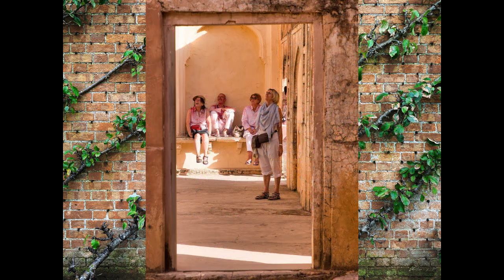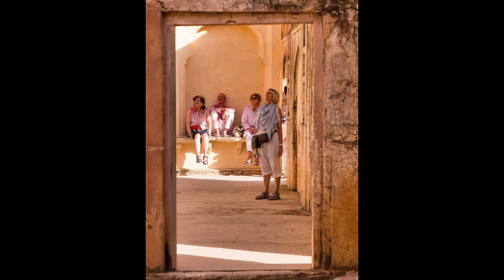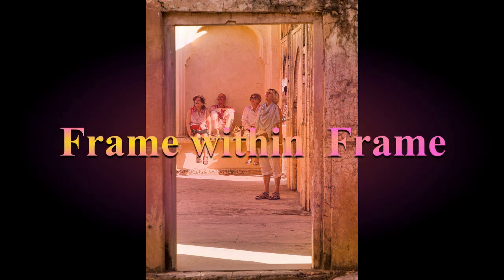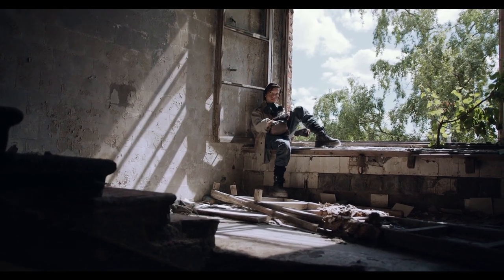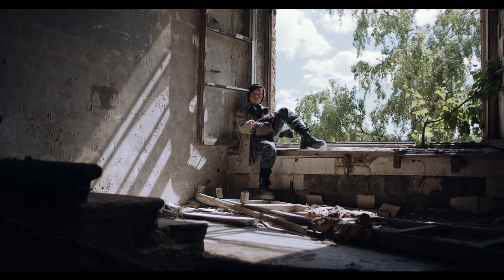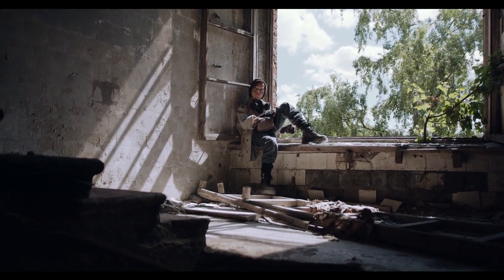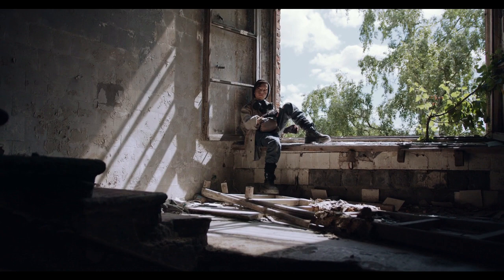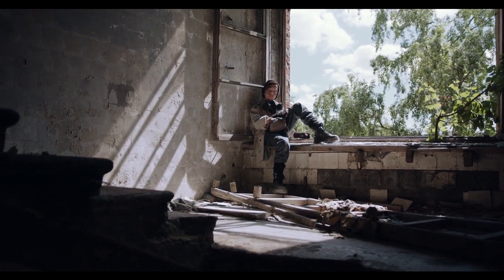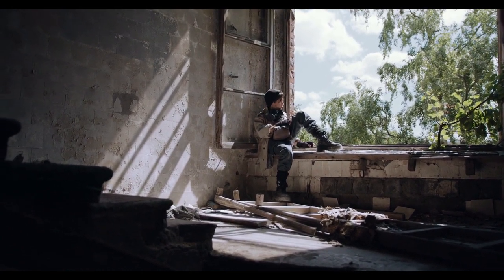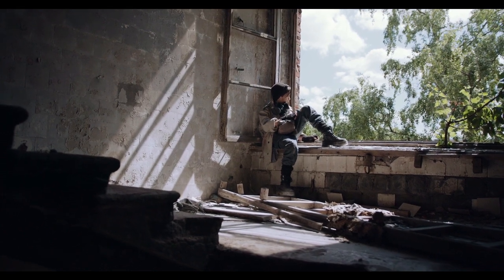And then we have a frame within a frame, the fifth principle. A frame within a frame happens when you plan how to frame your shots. Especially when you are going outdoors, you can use things like windows, doors, architectural arches to your advantage. This composition in photography is also called frame within a frame.